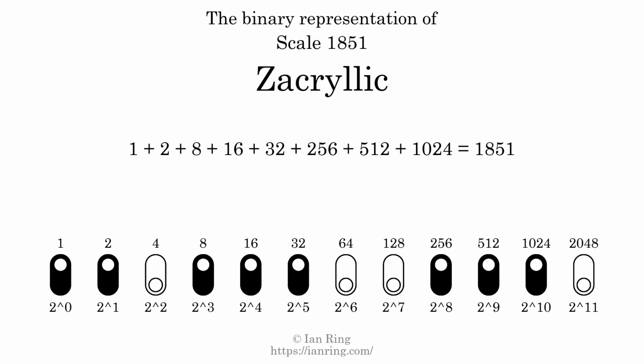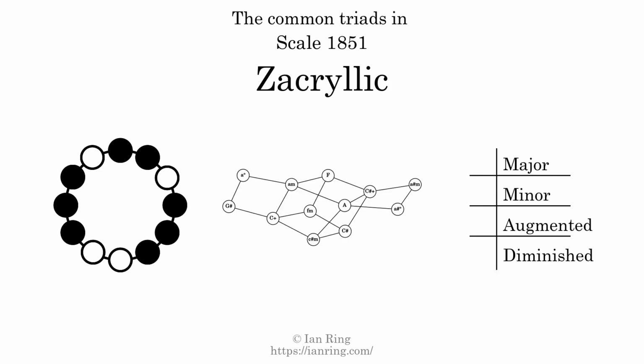1851. The scale number not only enumerates the scale with a unique index, but it also literally describes the tonal content of the scale. Represented as a binary number in base 2, the scale number is 0111001111011. Here are the common triads present in this scale. The diagram in the center is a graph of parsimonious voice leading between triads.